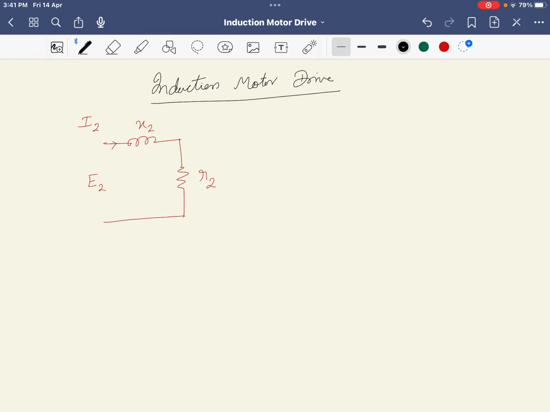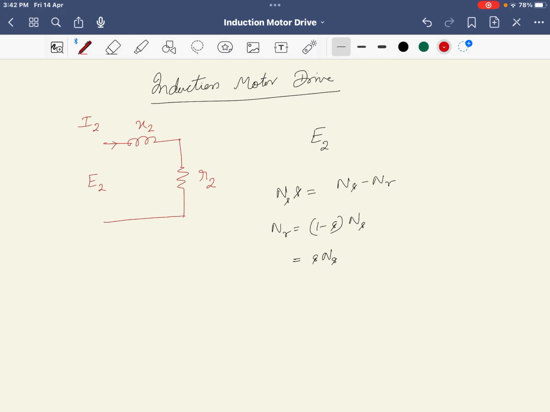Now, unlike the transformer, in this induction motor the EMF which is induced in the rotor at standstill, which is E2, will no longer be the same, because the rotor starts rotating in the direction of the stator flux. The relative speed between the rotor and the synchronous flux changes, and that is given by the term called slip, which is s equals ns minus nr by ns. I can write here ns like this. So nr is equal to 1 minus s times ns, and the relative speed is nothing but s times ns.